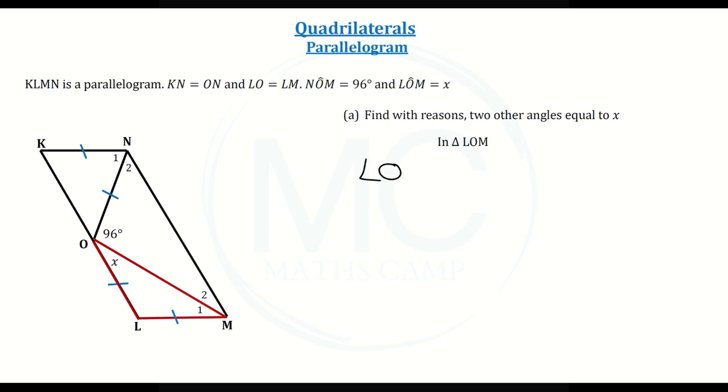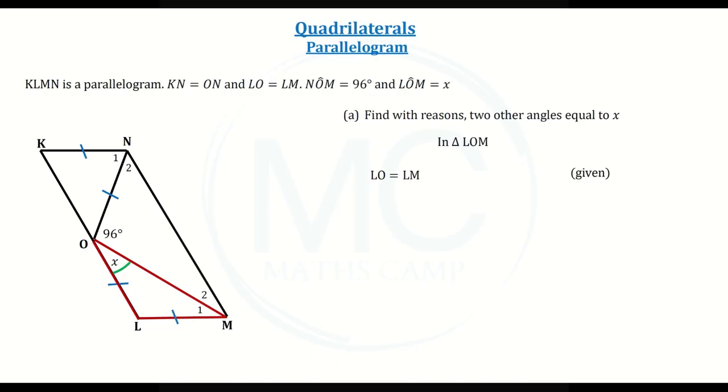LO is equal to LM. We know this because this information has been given to us. So we say given as our reason. Now angle x sits over here at O. Let's make it green. This is an isosceles triangle, which means it has two equal angles. Our equal angles sit opposite the equal sides.